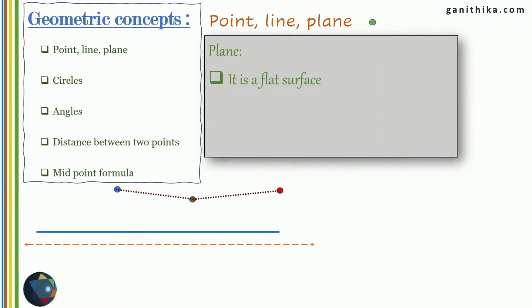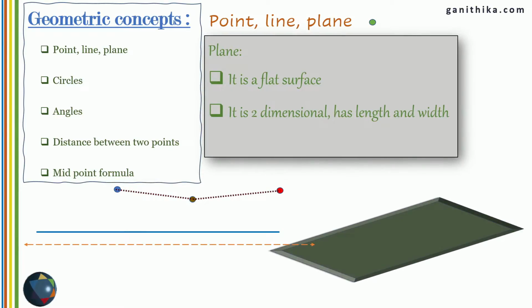What is a plane? A plane is a flat surface and it is two-dimensional. It has length and width, something like this as I've shown here. And it also extends on all the sides infinitely because it has length and width and it is two-dimensional. It is a flat surface. So this is something that you need to know because you will be learning more about point, line and plane in a different concept in DP classes.